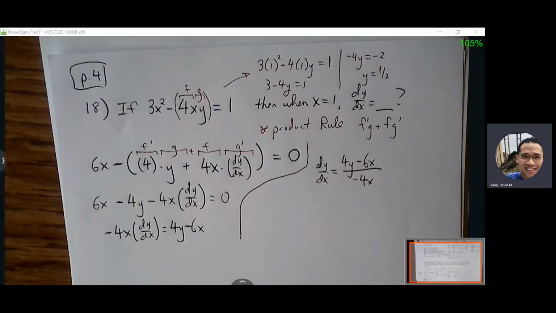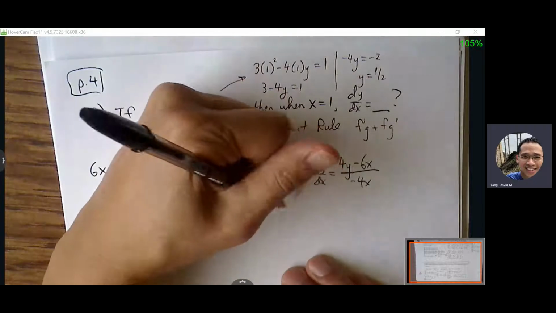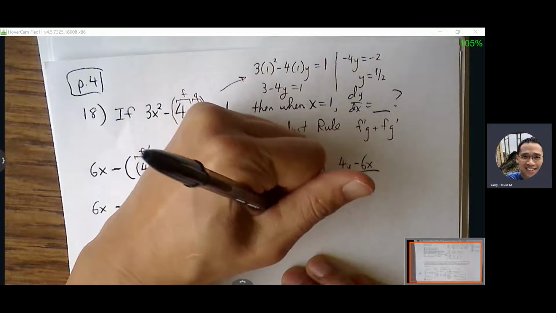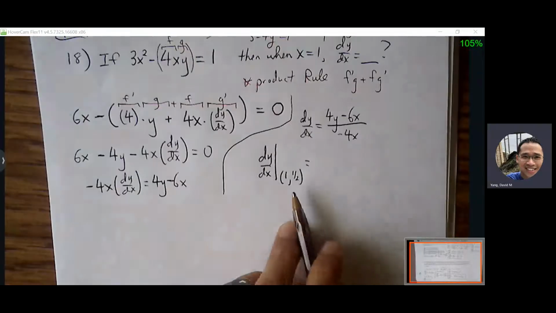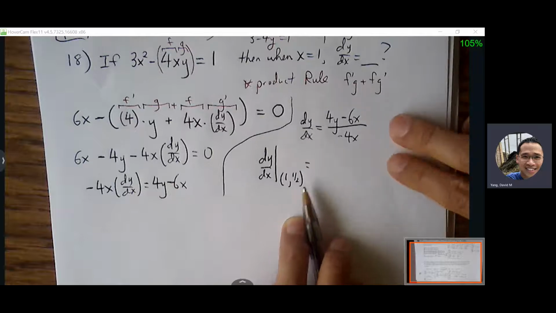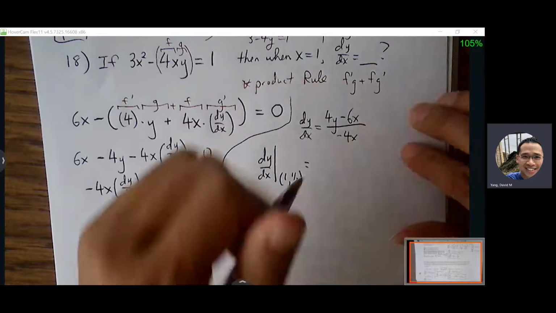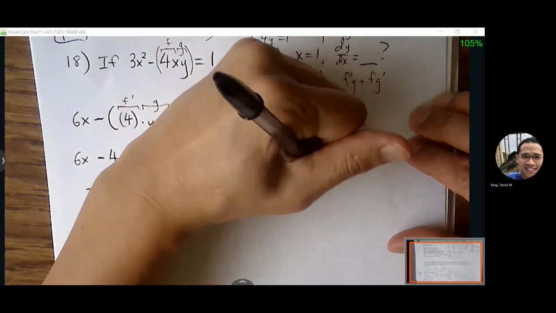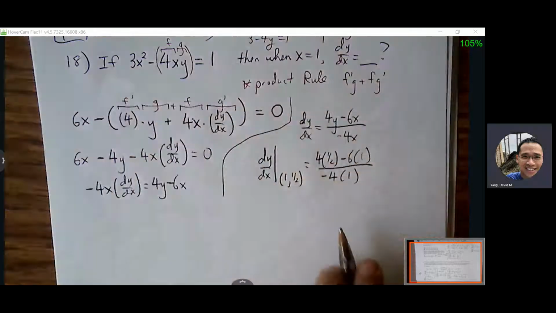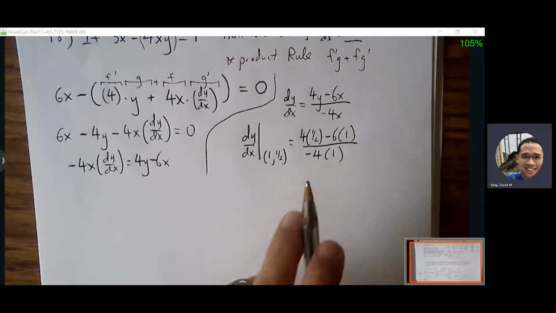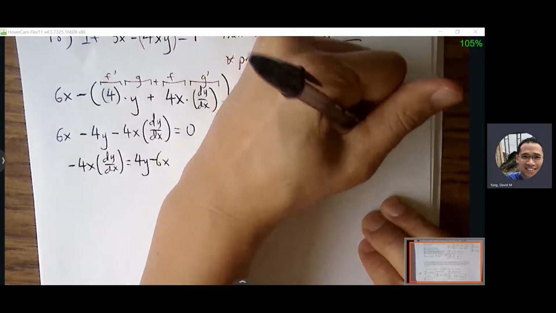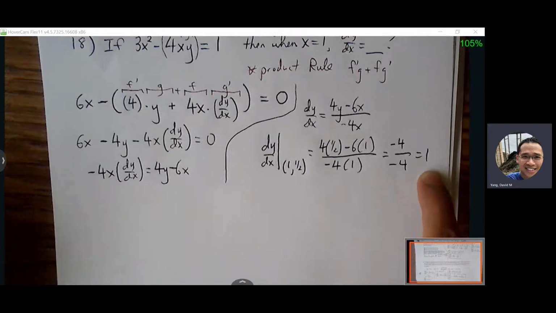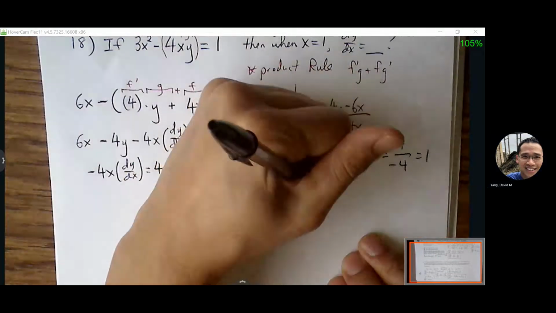Okay, so replace x and y. Now I have my x and y value. This is usually the notation that we use to indicate that we want to insert both the x and y value into the derivative. We use the vertical bar with the ordered pair next to it, and now we can replace every x and y with 1 and 1/2. Okay, 4/2 is 2. 2 minus 6 is -4. -4 over -4 is 1. So the slope of my curve at this ordered pair is 1. Answer choice B.